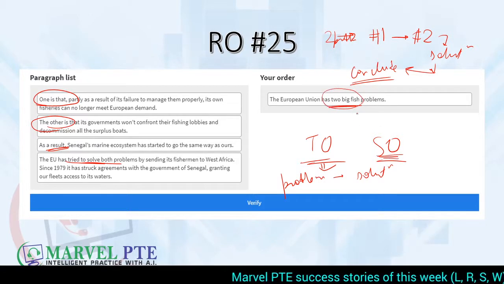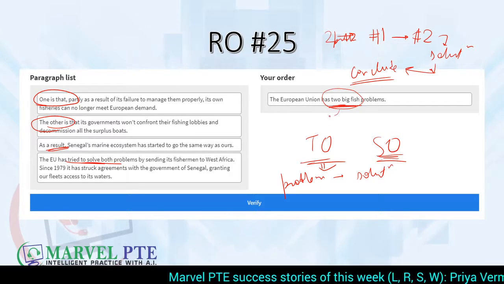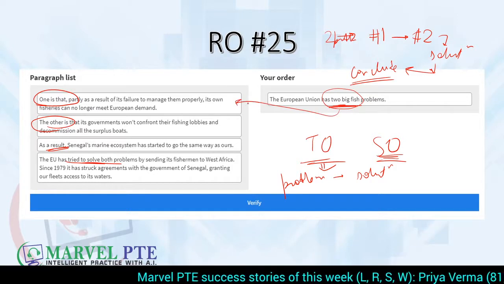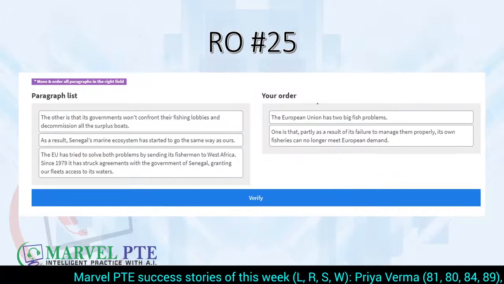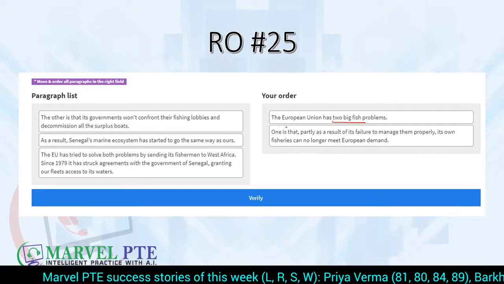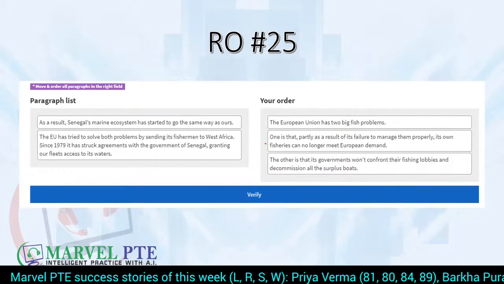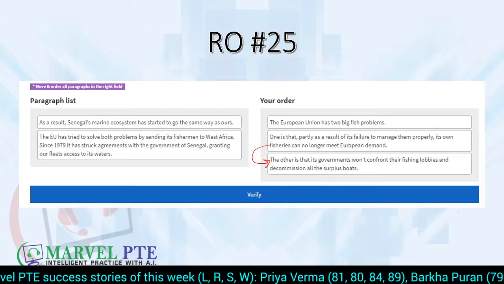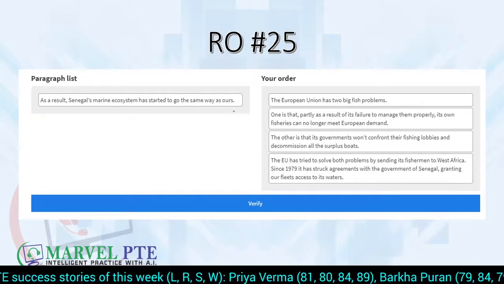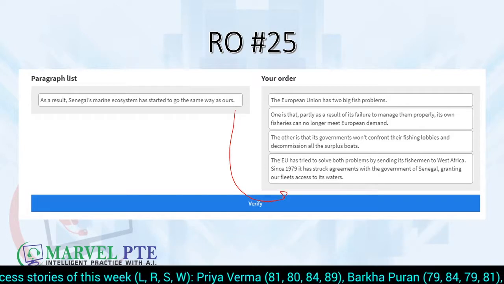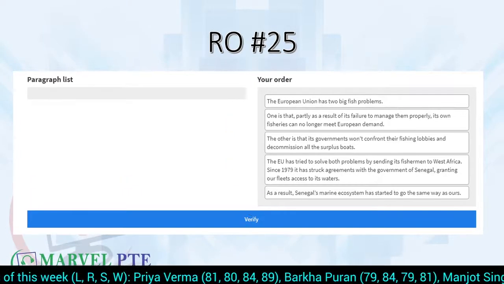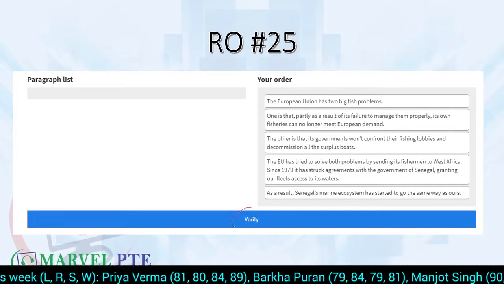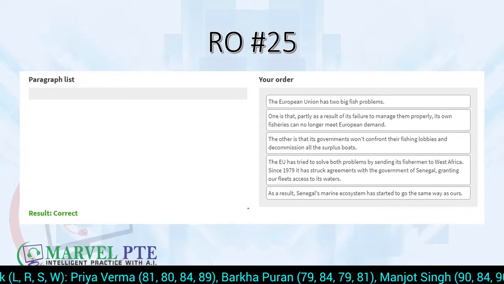So this is our first example where the first line is mentioning the two problems. So the next will mention the first problem, then it is going to mention the second problem. So now let's do the pairing according to that. After the two big fish problems we have one, after that we have mentioned the other problem, and then in the end you know that you have to put the last line, which is as a result, because it's a concluding line. Now let's verify if this order is correct or not. Yes, the order is correct.